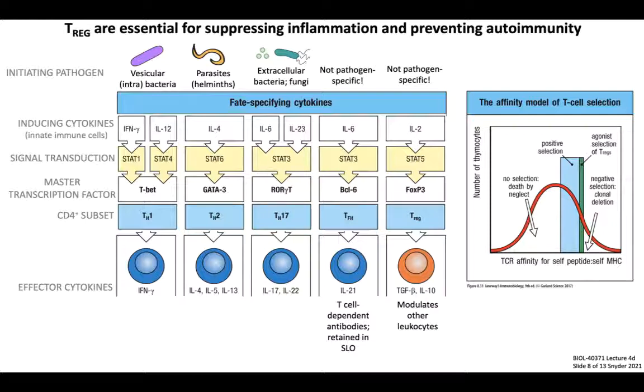FOXP3 positive Tregs are an essential suppressive CD4 subset that negatively regulates inflammatory responses by other leukocytes. And it does this through the production of lots of different types of immunosuppressive molecules. And these include the regulatory cytokines TGF-beta and IL-10. Tregs therefore function to block the activation of other immune cells, including the inflammatory activities of the other CD4 subsets listed here. So these cells are extremely important for promoting the resolution of inflammation following pathogen clearance, as well as in preventing autoimmunity.